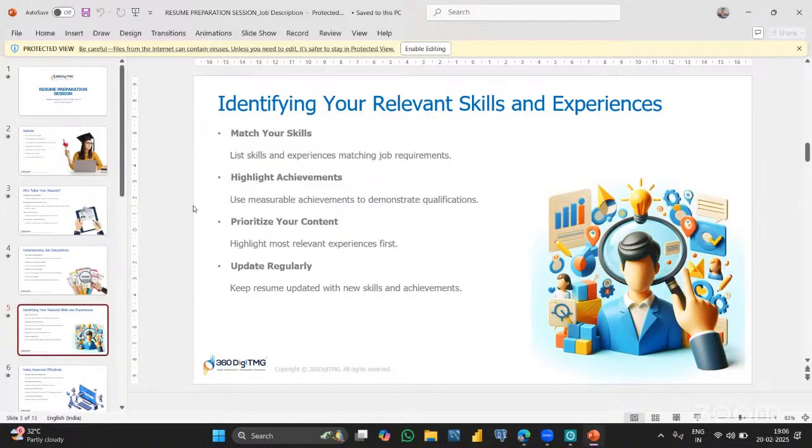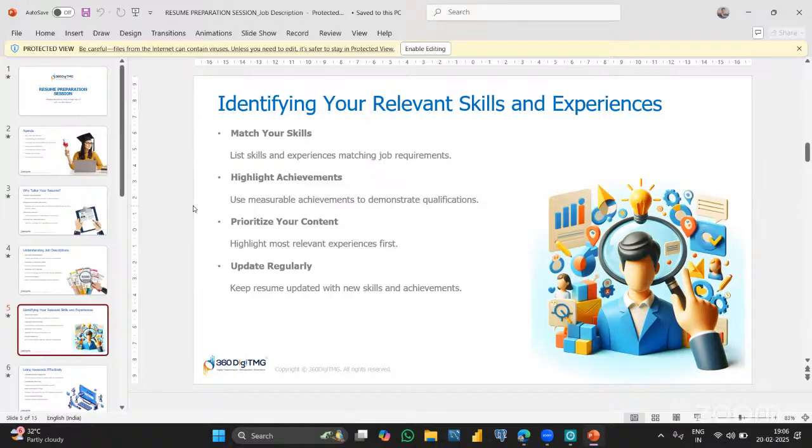Now, suppose they are asking for 10 particular skills and you have 8 of them. You have 8 skills out of those 10. So what you can do is mention that, okay, I have these 8. You will have 3 to 4 days in between the interview or selection rounds. You can prepare on that, right? It will not be a big task for you. So list out, identify your skills, match your skills with the job that you are applying for.